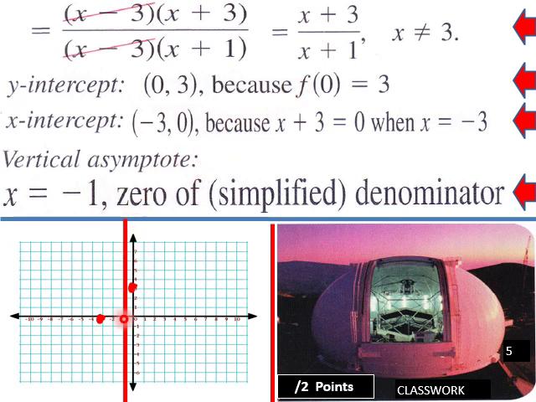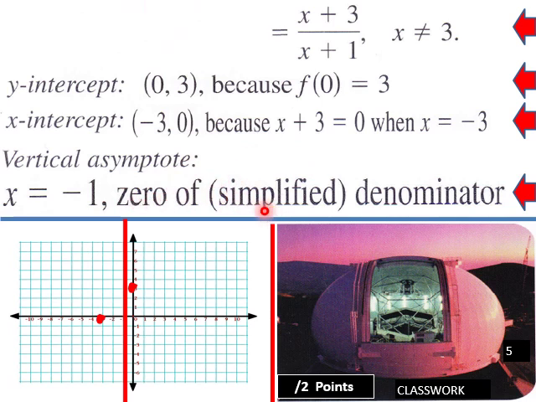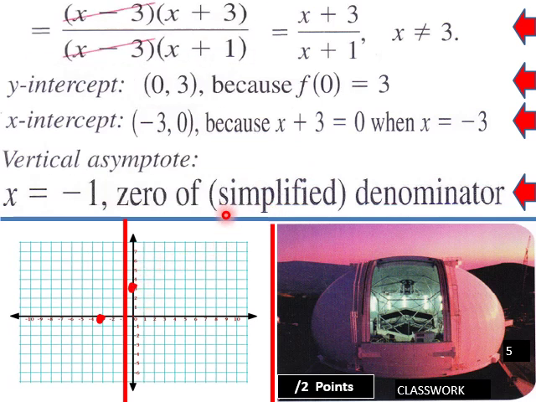So we have one vertical asymptote here, and we have a point over here in the simplified denominator. Make sure you factor your expression before you start finding asymptotes. So negative 1 is a vertical asymptote.